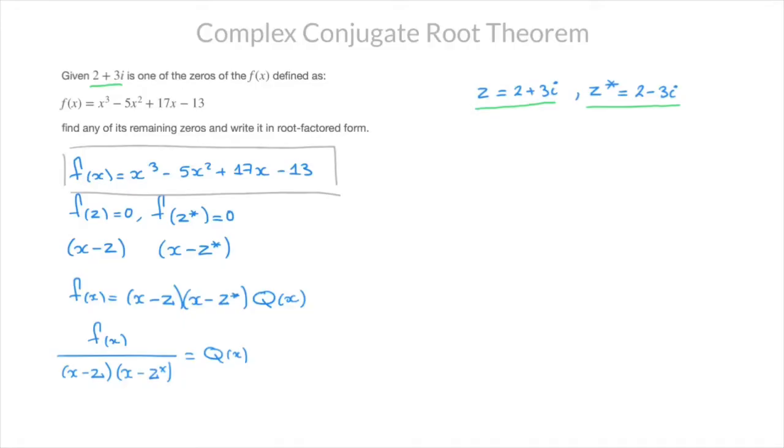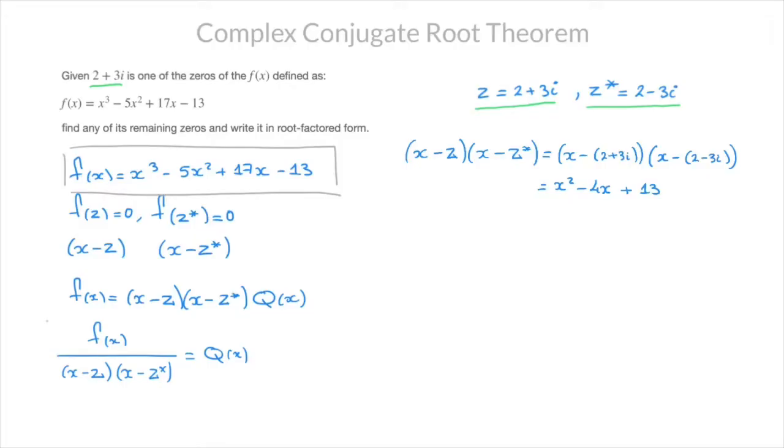The first thing I'll do is figure out what this product in the denominator is equal to. In other words, we have (x minus z) times (x minus z star). That's equal to (x minus (2 plus 3i)), notice that I'm writing it in parentheses, times (x minus z star), which is (2 minus 3i). Again, I write that complex number in parentheses. Now we distribute, and in doing so, we find that this equals x squared minus 4x plus 13. By all means, go ahead and press pause and check that for yourself. That should be the answer.